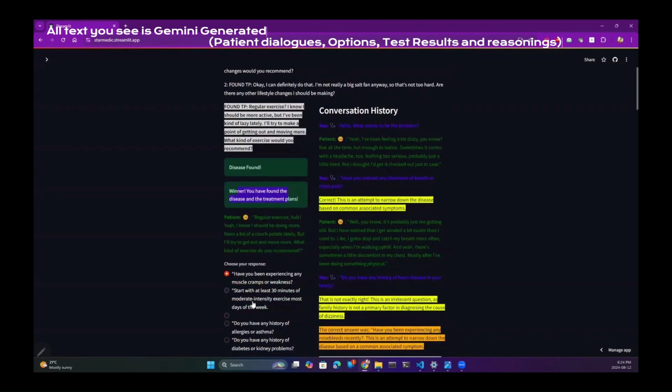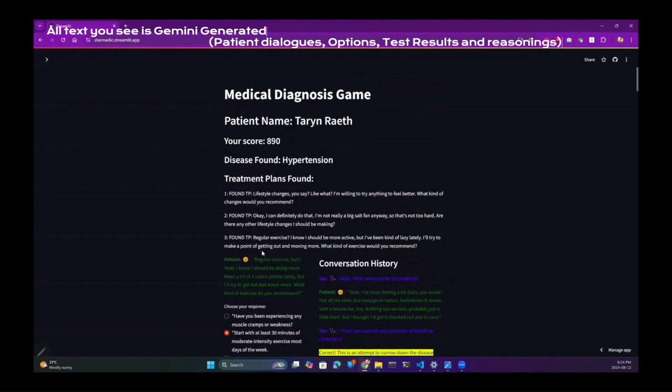Yep, and now you've been declared the winner because you've found enough treatment plans for the user, and that's it. You can keep going. You can try to understand a little bit more about the user, try to get all of the treatment plans, but now you've been declared the winner. You can refresh the page and start again.